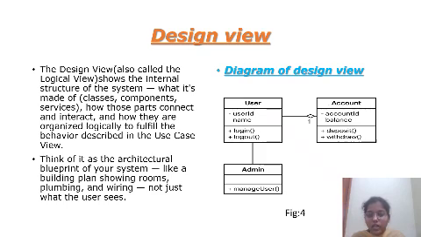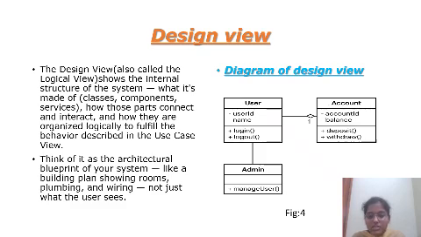Think of it like a building plan. The use case is the list of rooms and functions, while the design view is the wiring, plumbing and structure behind the rooms. The design view, also called a logical view, shows the internal structure of a system: what is made up of classes, components and services, how those parts connect and interact, and how they are organized logically and fulfill the behavior described in the use case view.